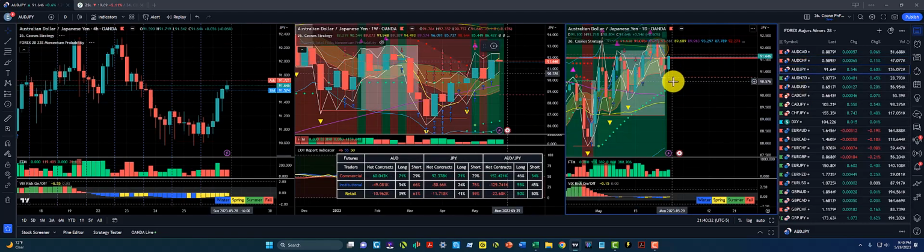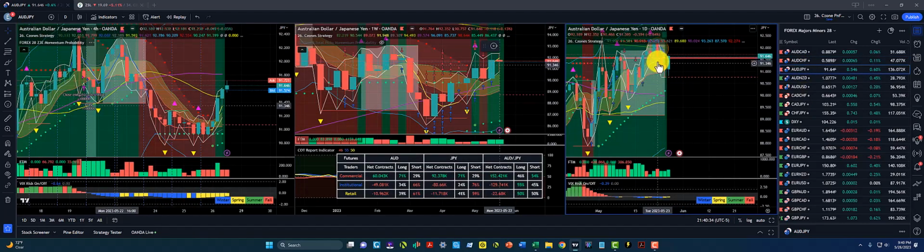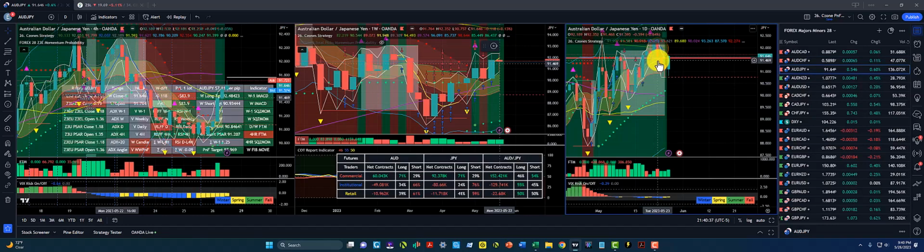Aussie dollar, Japanese yen, same overall trade to the downside. On the 23rd, everything is to the downside. We have winter and fall, which is to the downside. This is fall in red. Blue is winter, spring is to the upside, and summer is green to the upside. So we had winter, we had an FTM here, and it came back and stopped us out at break even here for Aussie dollar, Japanese yen.